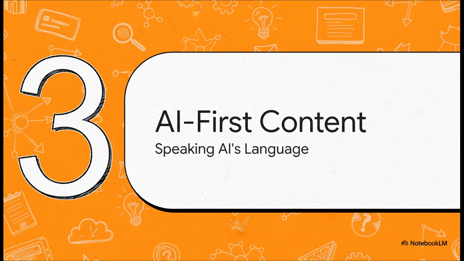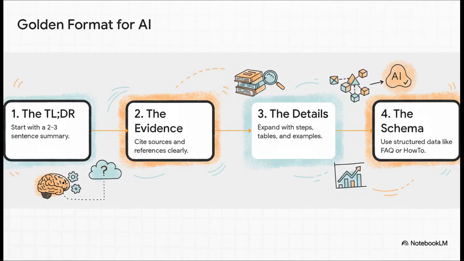All right, so once you've opened the technical floodgates, now we gotta talk about the content itself. How do we actually write and structure our stuff so that AI doesn't just see it, but actually prefers it? It really comes down to learning how to speak its language. And there's this fantastic model. You can think of it as the golden format for AI-friendly content.